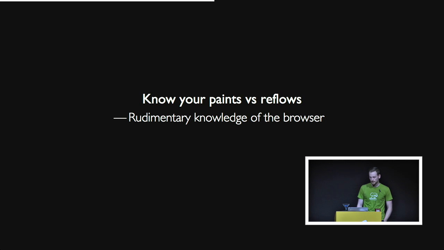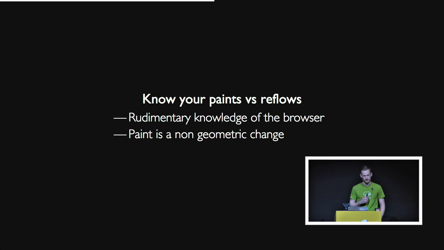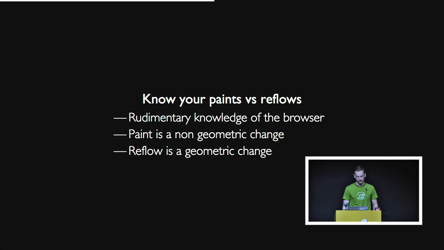Another side of it is knowing your paints versus reflow. It's rudimentary knowledge of the browser. There's two different types. A paint is a non-geometric change. That's when you change the background color or the background image, something that doesn't affect the dimensions of the page. A reflow is the other side. When you affect the dimensions, so you change the font size, you change the margin, you change the border, etc. Anything where the browser needs to recalculate a lot of stuff.